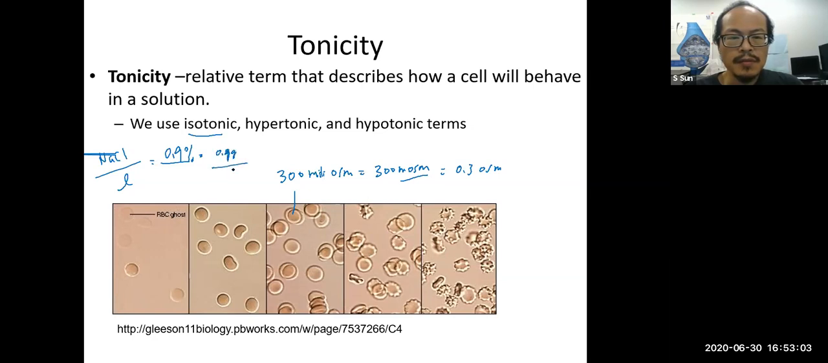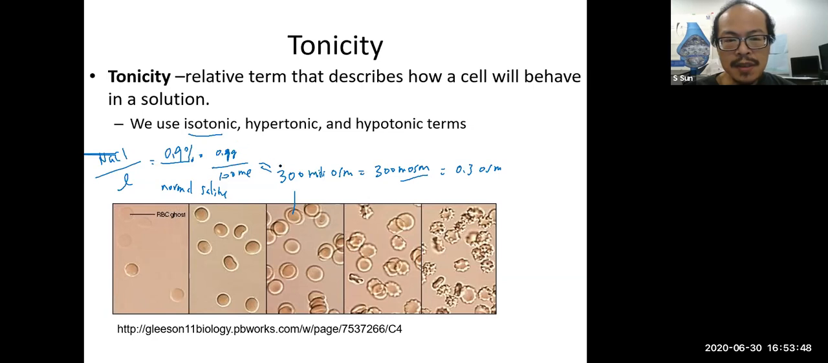Which is equal to 0.9 gram per 100 milliliter. And in your conversion assignment, you will find that this 0.9% normal saline is essentially the same as 300 milliosmol, because that's the concentration when we inject. We won't cause any disturbance in our red blood cells. So if the cell is in an environment that has equal osmolarity, then this solution is called isotonic.